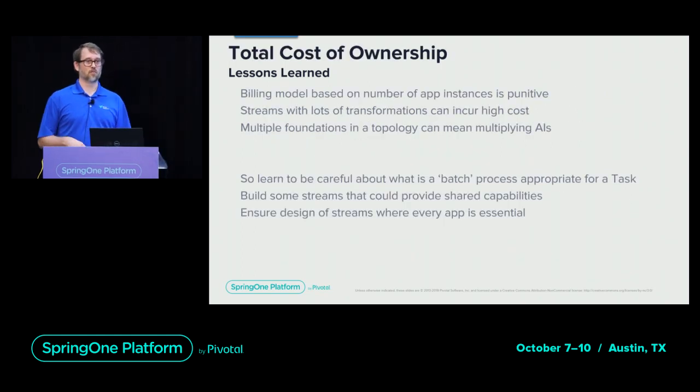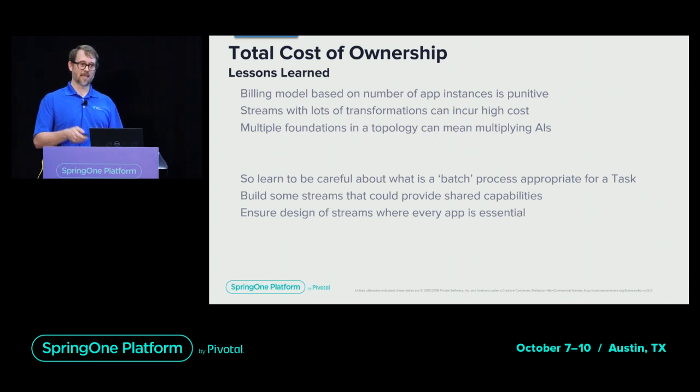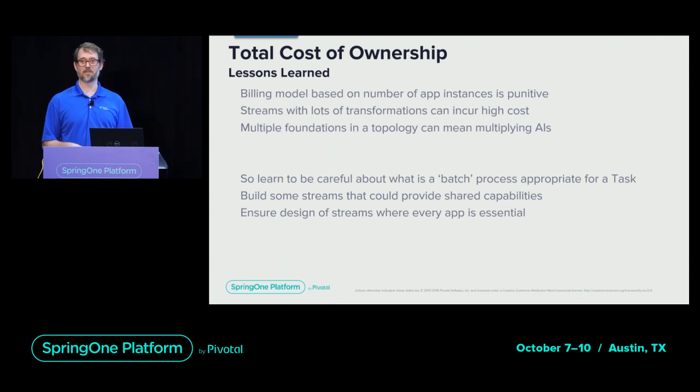Total cost of ownership, also an important aspect. This is where the developers in the audience usually nod off. But Pivotal's billing model, where you pay by the number of application instances you have deployed on the platform, might be punitive under certain circumstances, right? If you've got dozens and dozens of streams, all with at least 3 or 4 applications providing your pipelines, that cost per application instance adds up pretty quickly. And if you have multiple foundations in your network topology or multiple foundations across multiple data centers, you're suddenly multiplying that number of application instances by the number of foundations you have.